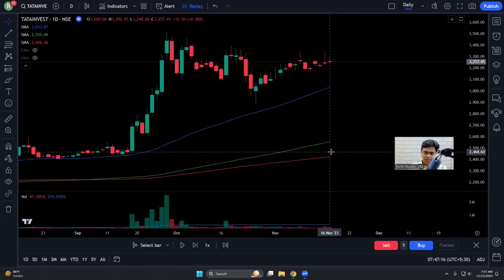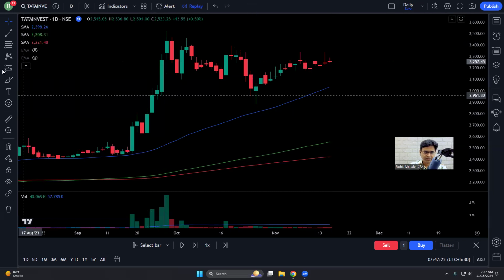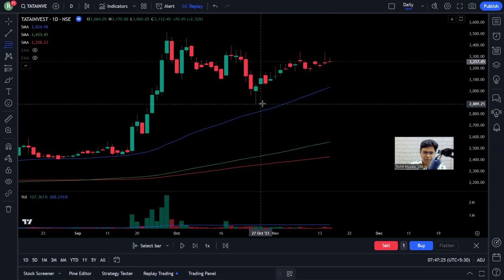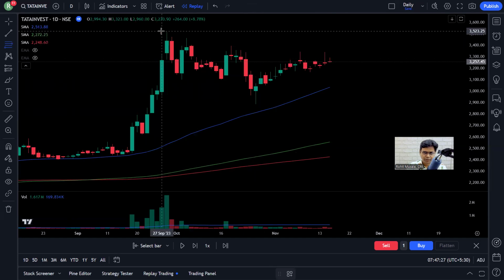Next, I want to see whether the stock is in the process of forming a base. So you can see a base here. So I will draw the base. This is the highest point. This is the lowest point. So I just draw a base here.